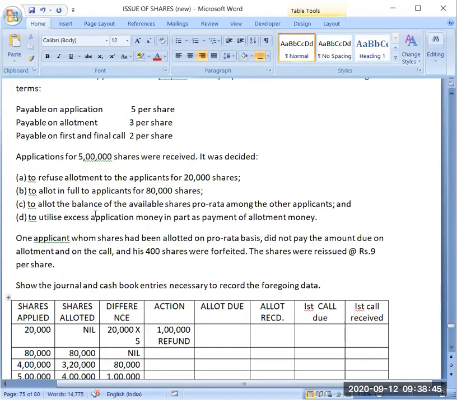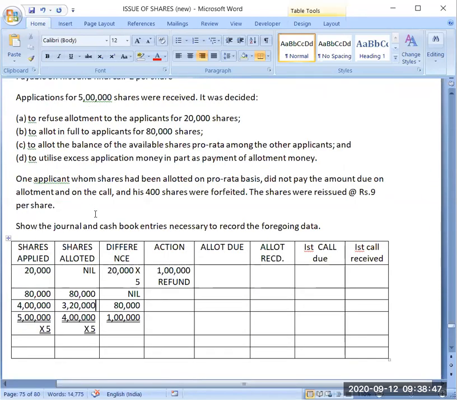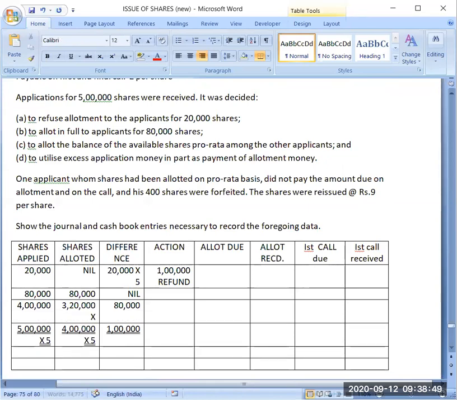Now allotment money per share is rupees 3. So first I will check how much money I need from them on allotment. Remember, this step is very important. Sometimes because we are multiplying each and everything by 5, students get confused. I am checking how much money I need from them on allotment. So on allotment they will be paying me rupees 3. So then allotment due will be how much? 9,60,000.